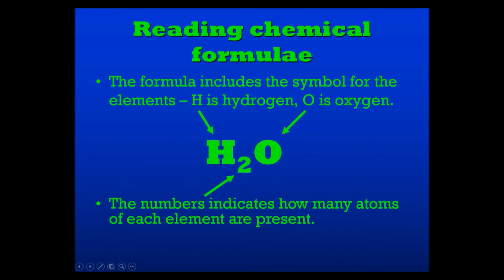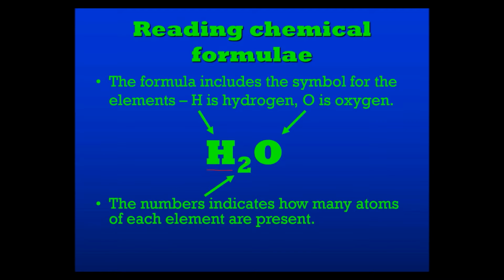H is the symbol for hydrogen. So that's telling us that we've got hydrogen atoms present in the substance. So we've got our H there.